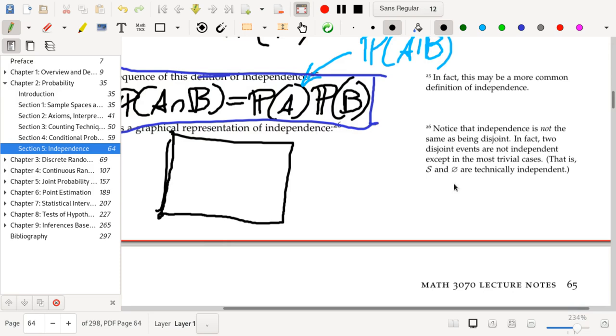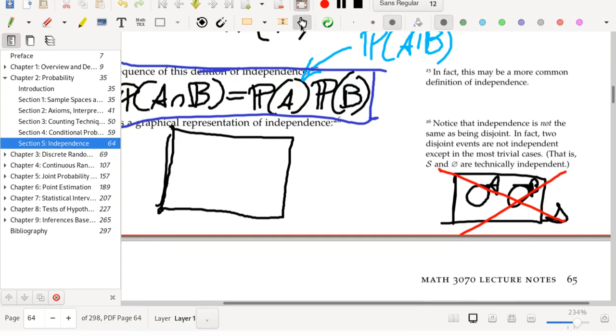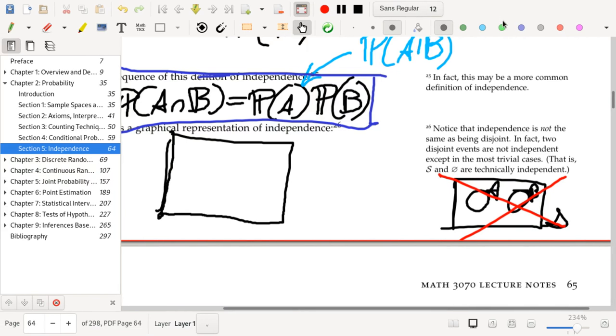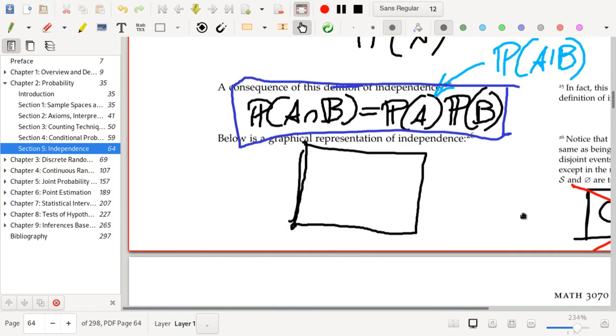First off, this is not what independence is. This is not a picture of independence. We have A, we have B, and we have our sample space. That is not independence. This is disjointedness. And two events that are disjoint and have non-zero probability are certainly not independent of each other, because if you knew that one of those two events happened, you know that the other one didn't. So disjointedness is not the same thing. In fact, it's almost the opposite thing, it implies non-independence.